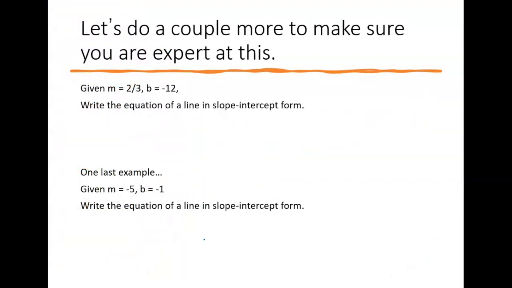So let's make sure we're experts at this. Let's try a couple more. So we have m equals 2/3, and b equals negative 12. So we always start by writing the equation of our line. So y equals mx plus b. My m is 2/3, and my b is negative 12. So I could put the plus and then the minus, but I know it's just going to become an overall negative. So I'm just going to put 12. So my equation of a line is y equals 2/3x minus 12, and I'm done.